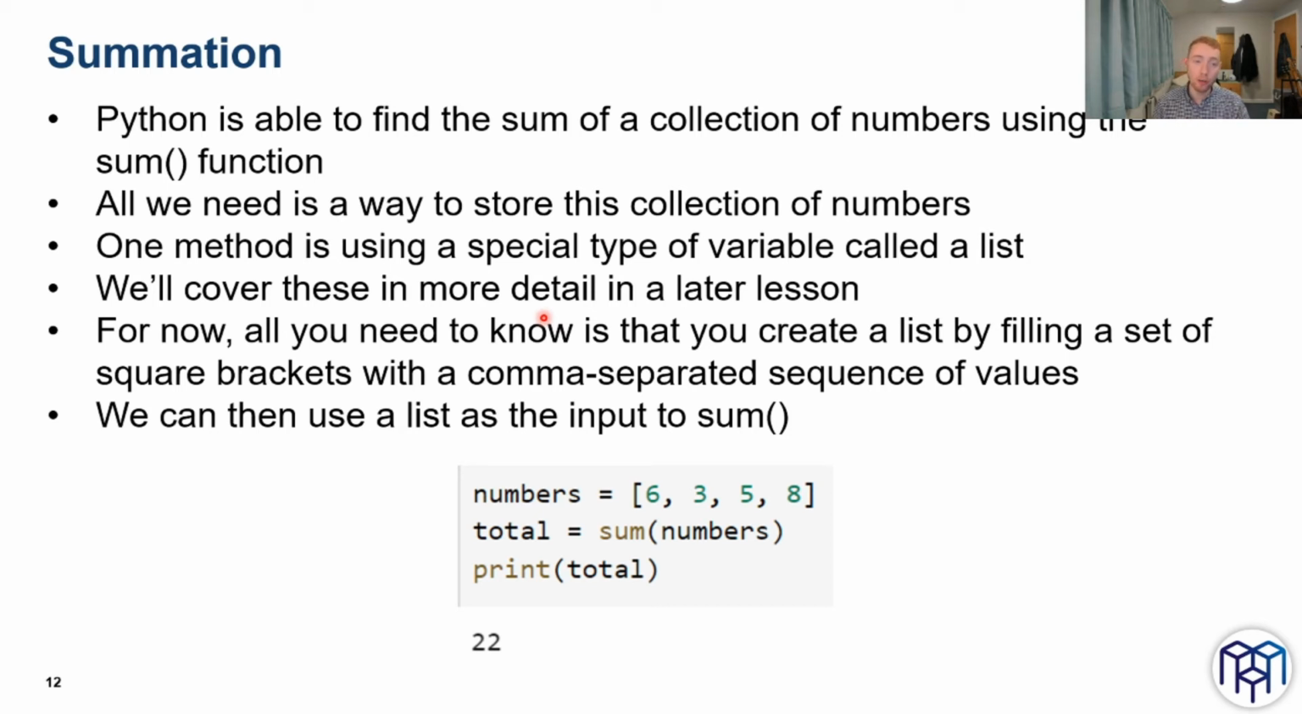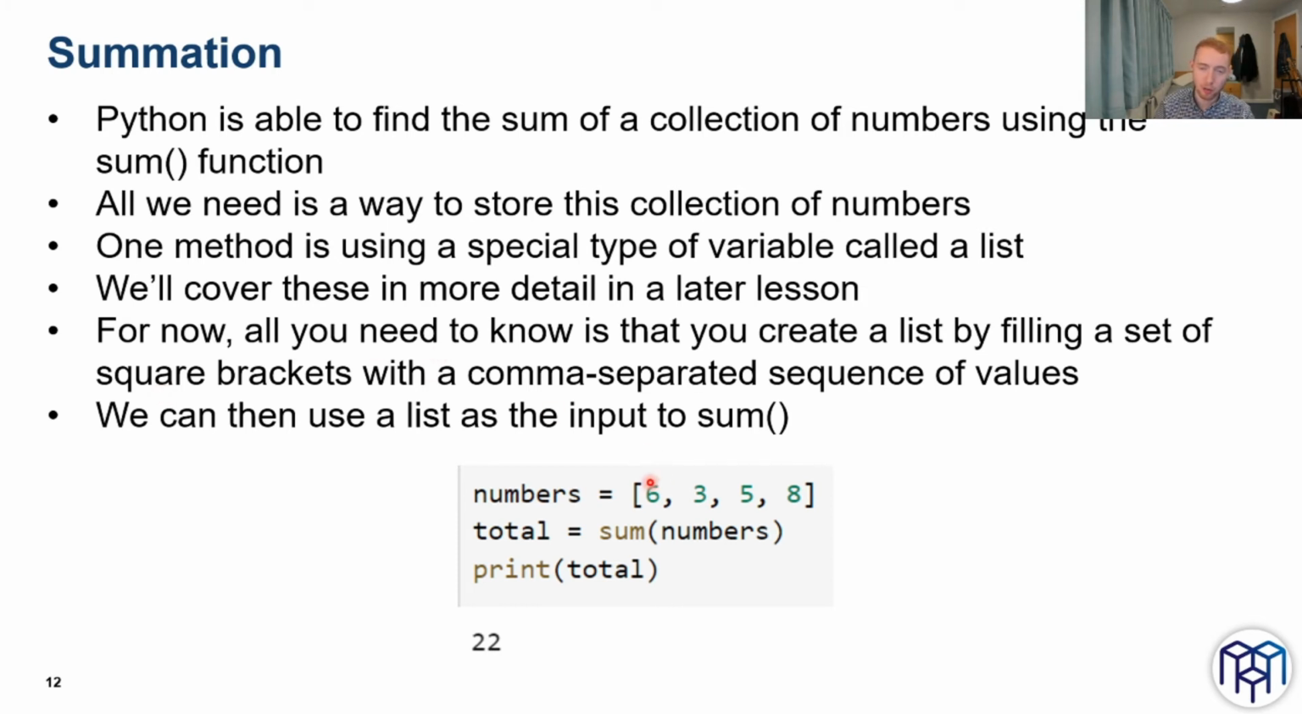And so we can do that using a function called sum, but we're first going to need a way of storing this collection of numbers. And so one way of doing this is using a special type of variable called a list. So we'll talk about these a bit more later. Basically, a list is a special type of variable that can contain other variables or other values. And so for now, we'll just learn how to make one. And to do this, we use a pair of square brackets and fill it with values separated by commas. And so when we've created a list, we can then put that as the input to the sum function, and it will add up all the values.